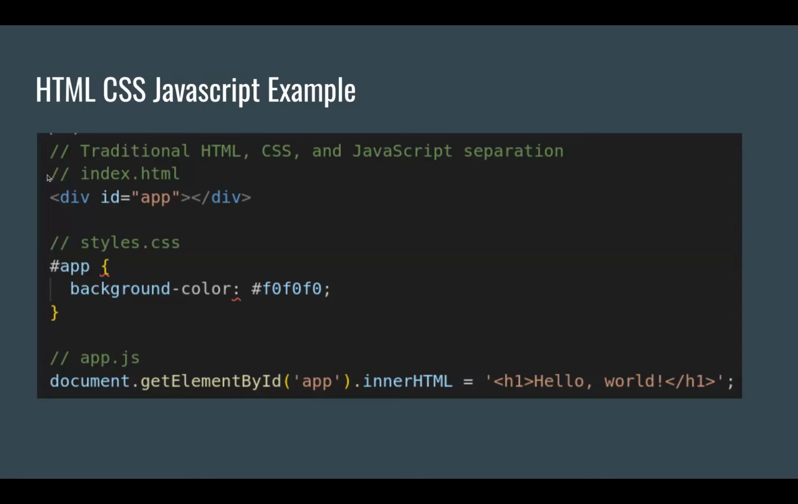So consider this first part with div is an index.html, and there you will have a style for a specific ID app. We're gonna set background color to be this hex value, and in app.js we could use a DOM API to get this div element by ID. So ID being app, and we can change the inner HTML to be a hello world.